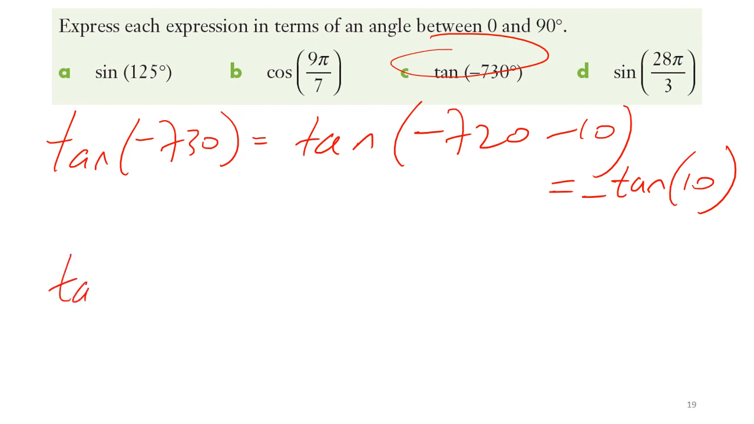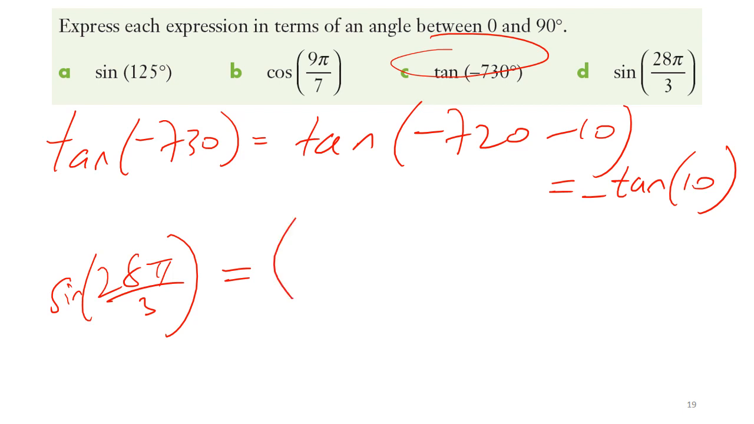Sine of 28 pi over 3. So you want to express it in terms of multiples of pi, right? So that will be the same as sine 9 pi plus pi over 3. Go back to your fractions, right? So 9 lots of pi plus another 1/3 of a pi.